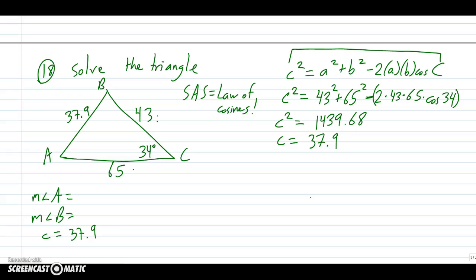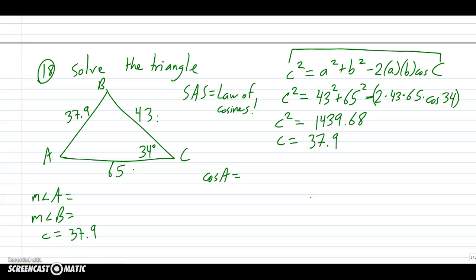Okay? Now that I have all three sides, I could do a lot of things, but I'm going to go ahead and find one of the other angles. We used B last time in the other triangle, so I'm going to do A this time. So we go for the cosine of A, still using law of cosines. I would not recommend using law of sines here. Law of sines, you get into that weird ambiguous case that we're not going to mention.